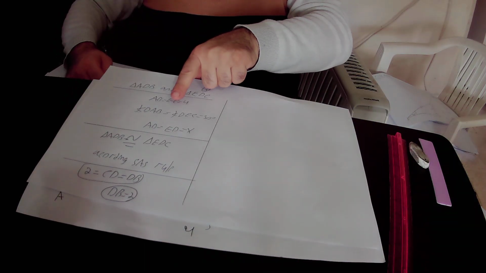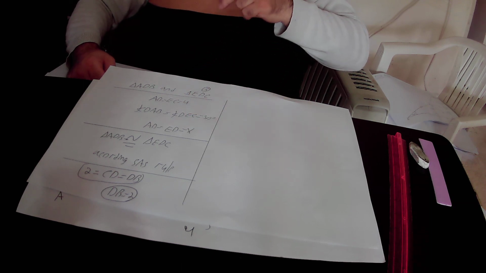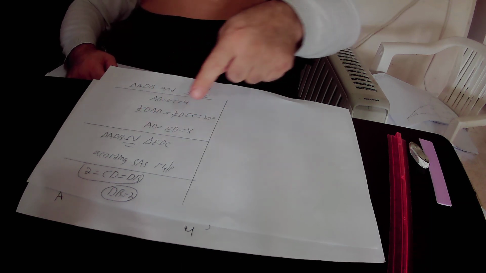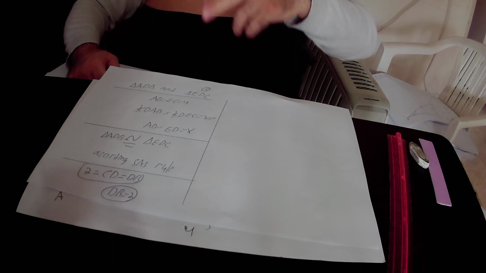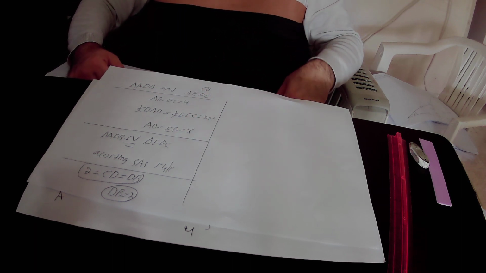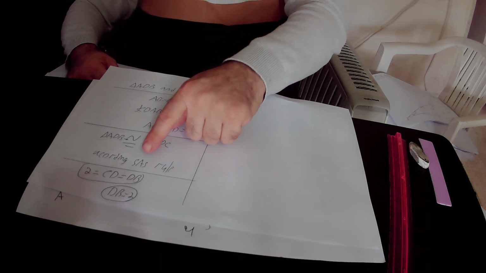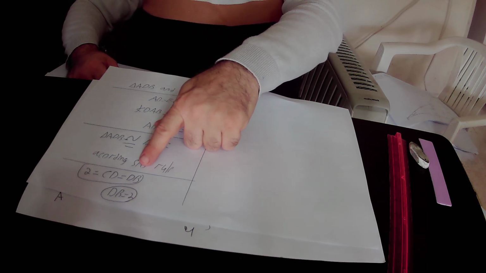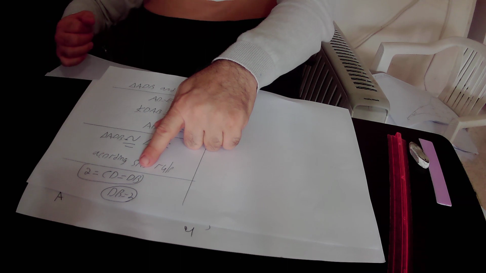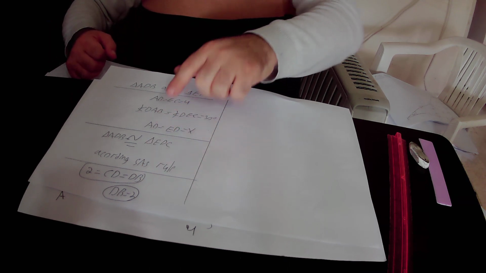AD equals ED equals X. So we found out that triangle ADB is congruent to triangle EDC according to the side-angle-side rule. And from the fact that those two triangles are congruent, we conclude that CD equals BD, according to the rule that corresponding sides in congruent triangles are equal to each other.